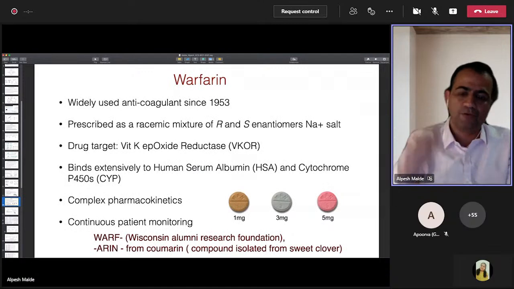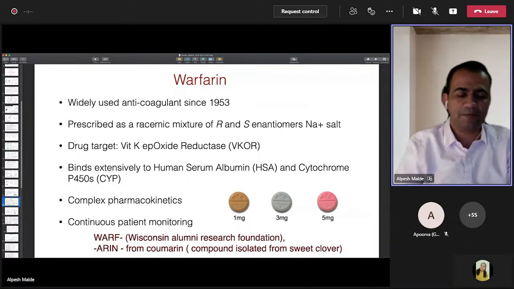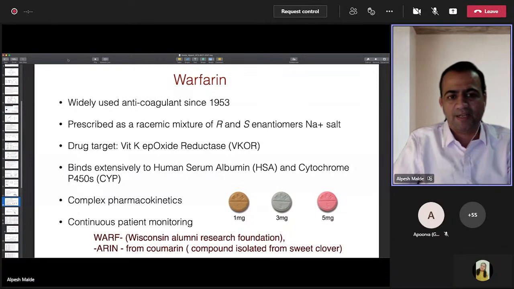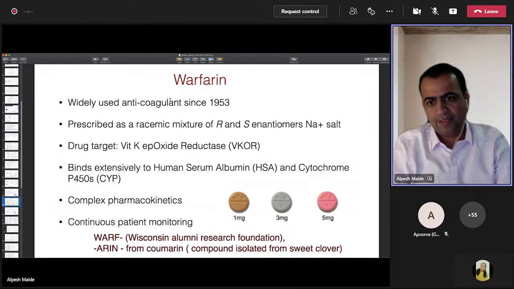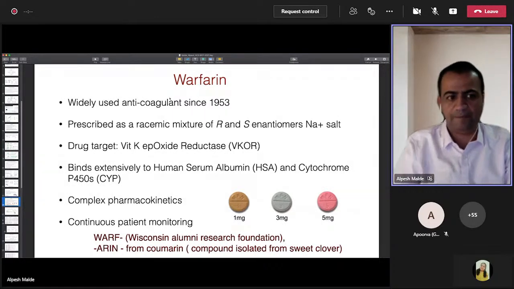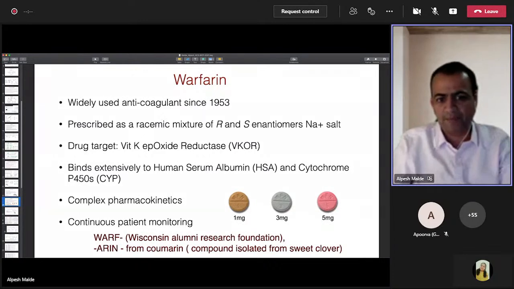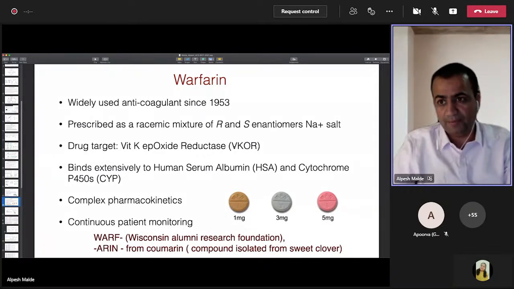So the example I'm going to use is the drug molecule warfarin. Now, warfarin has been widely used as an anticoagulant since 1953 and is still on the market. Now, a few anticoagulants have been introduced in the last few years, but still warfarin remains a drug of choice worldwide. Its target is vitamin K epoxide reductase. Only this year, or I think sometime last year, the first ever structure of vitamin K epoxide reductase with warfarin has been published. And we only had structures of warfarin with albumin or cytochrome P450.